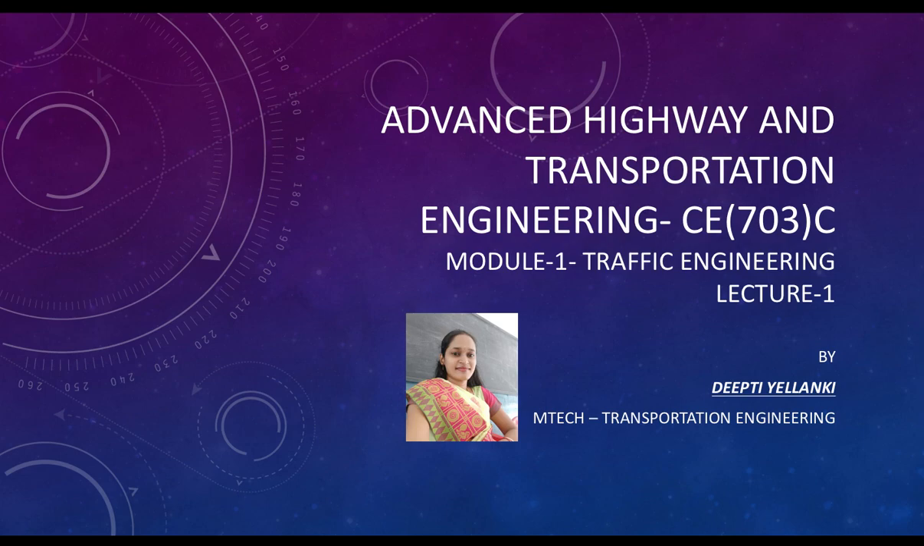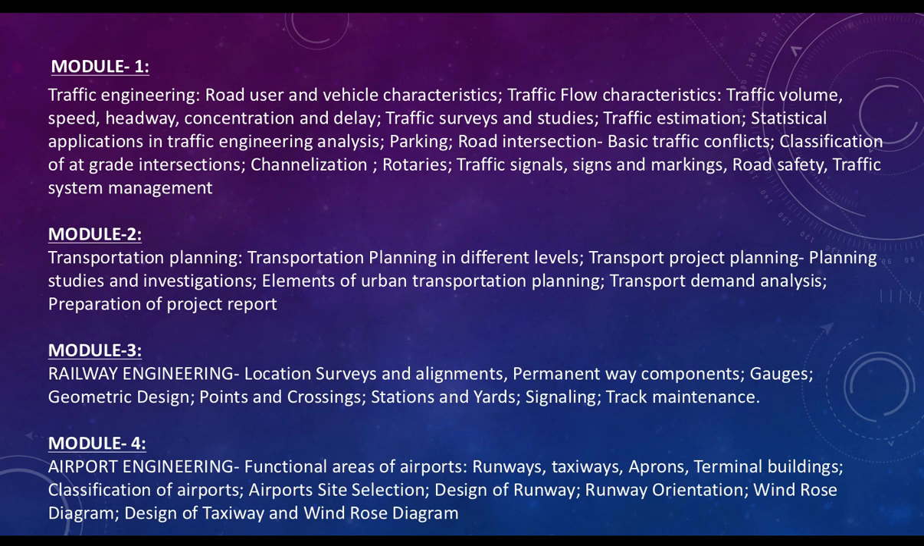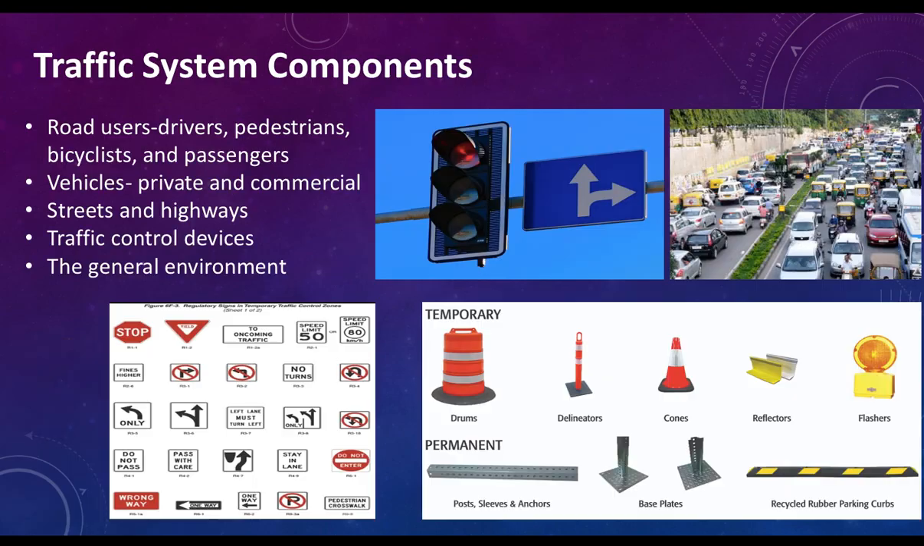So let's see Module 1 in this lecture session. This is Lecture 1 on Module 1. We'll be dealing with road user and traffic engineering, road user and vehicular characteristics, in this session. You have Module 2, Module 3 and Module 4. This is your syllabus. Transportation planning is your Module 2, Railway engineering is your Module 3, and Airport engineering is your Module 4. Let's look into Module 1.